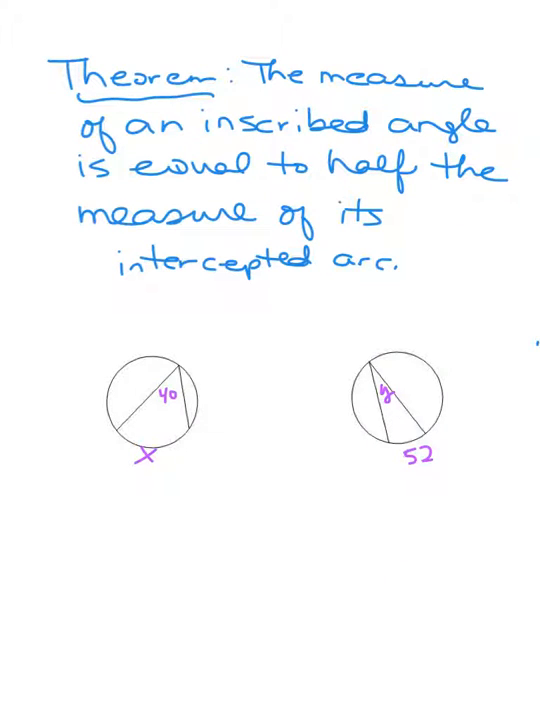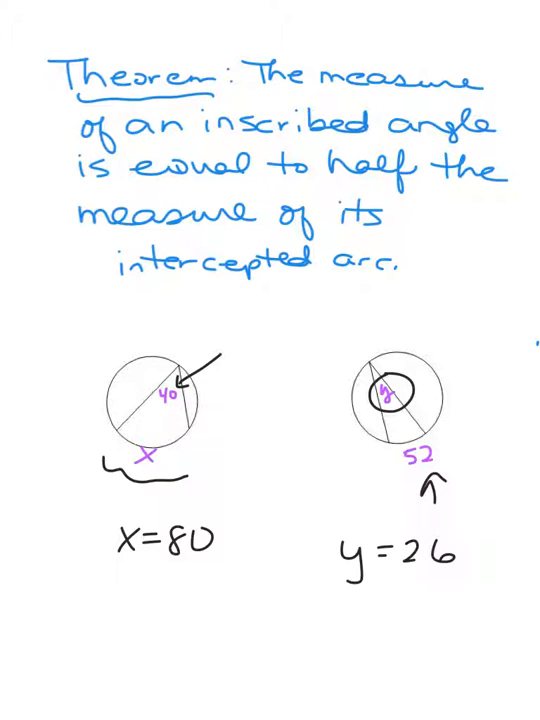Our first theorem today states that the measure of an inscribed angle is equal to half the measure of its intercepted arc. So in our first example, I know that my inscribed angle is 40. So I know that the arc that it intercepts right here is going to be double that, so x has a value of 80. Now we could be given the reverse information. In my second example, if I know that arc is 52, I know that my inscribed angle is going to be half of that, so y has a value of 26.